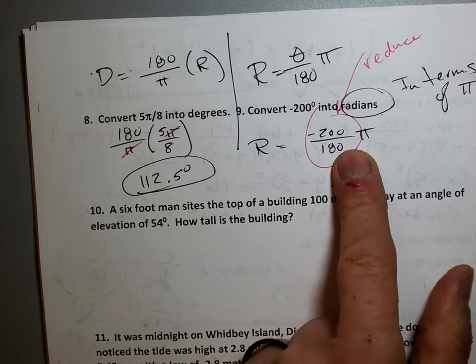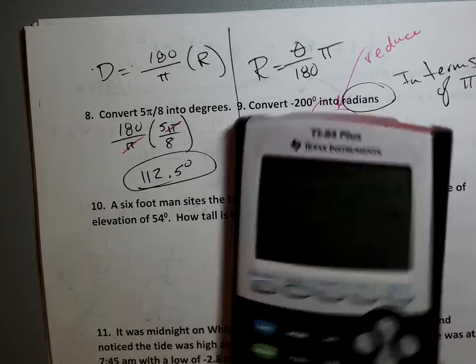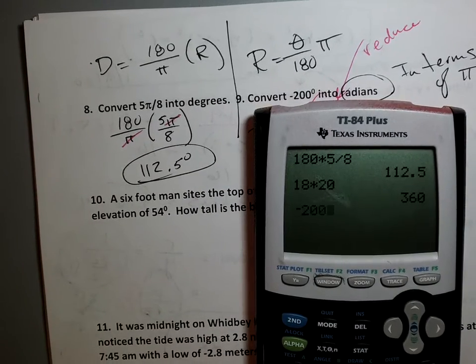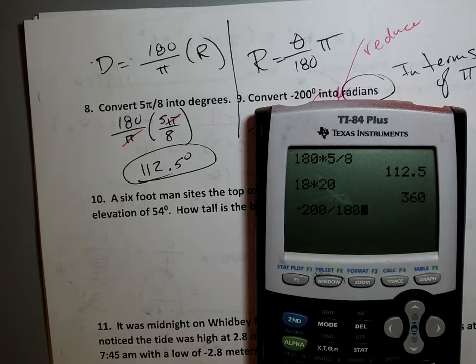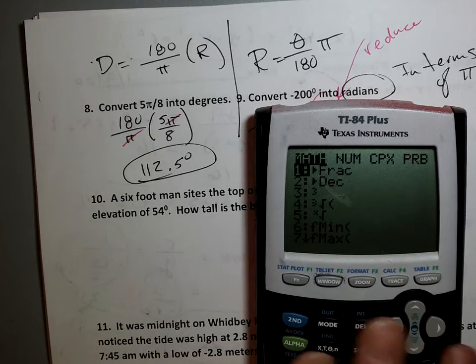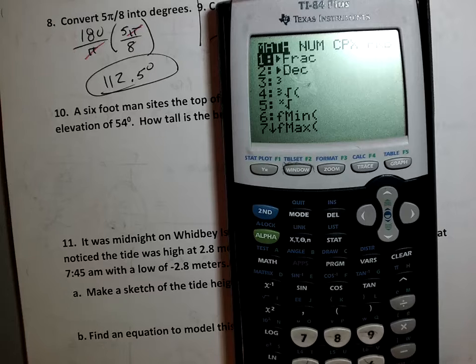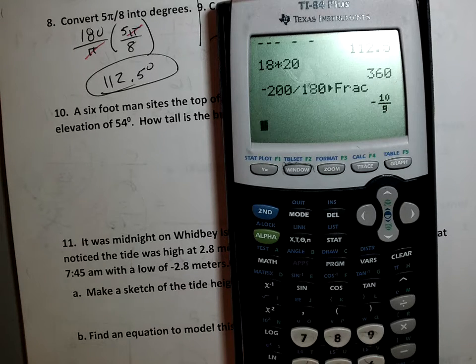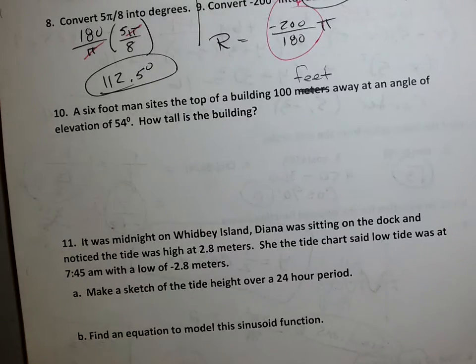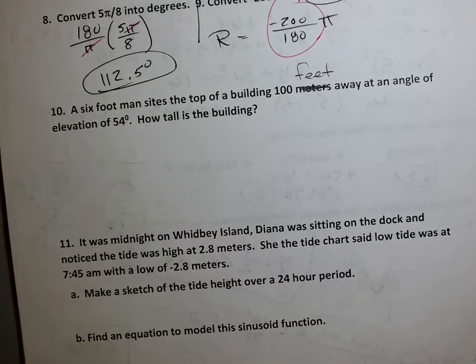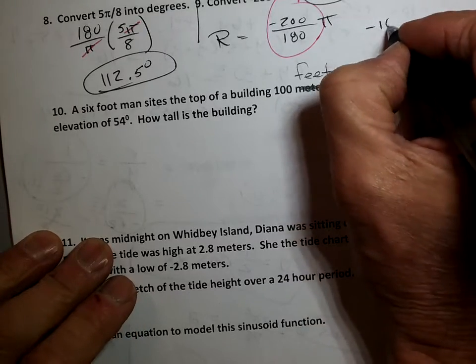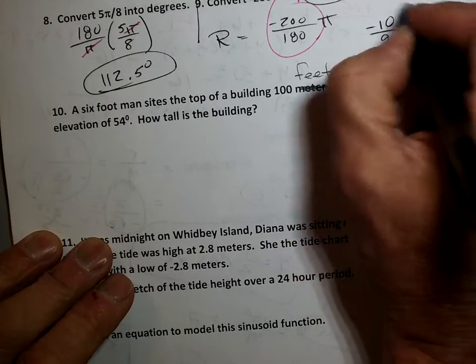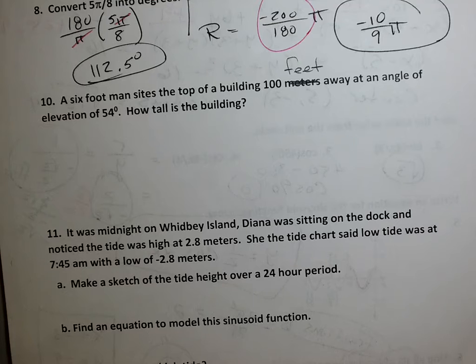If 10/9 is not in your brain, then just go, okay, well, negative 200 divided by 180, and go to the math button. It's already highlighted on fraction. And it reduces it to, hey, what do you know, negative 10/9. So in terms of a reduced fraction, it's negative 10/9 pi. How am I doing? Okay, number 10. Almost there.